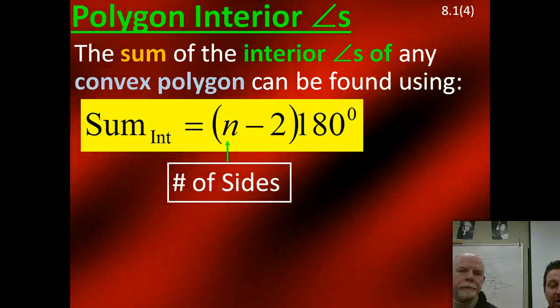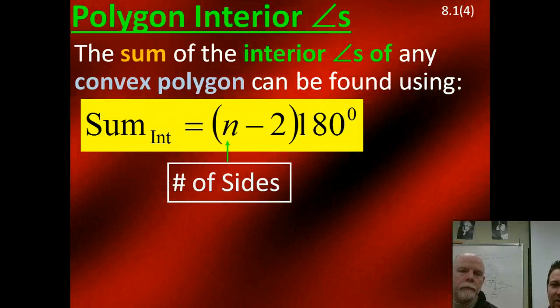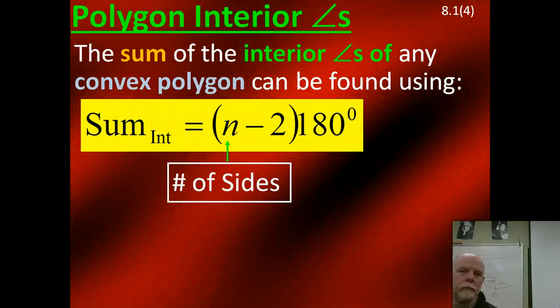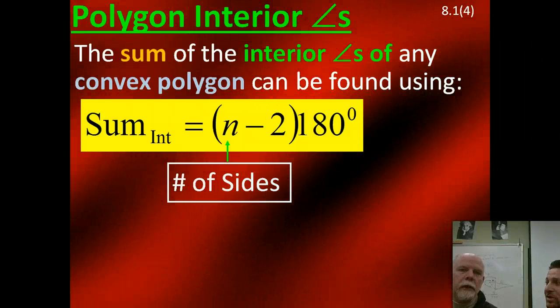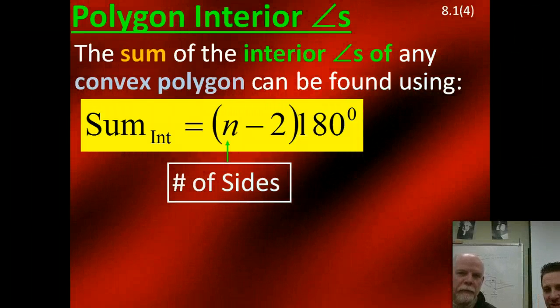If you're looking at an octagon, that's 8 sides, so you just go 8 minus 2, which is 6, times 180, and you get, what is that, 1,680 or 1080. 1080. So I can't do the math in my head, but you have a calculator to help you out with that. So anyways, it's pretty simple stuff here, guys.